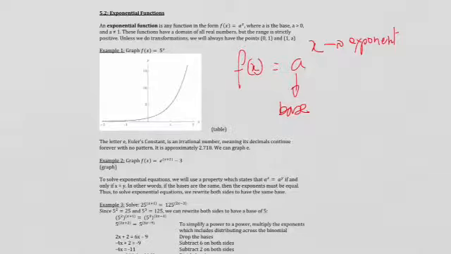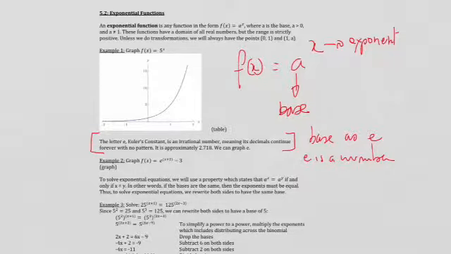Now, instead of having the base as a number like 1, 2, 3, 5, 7, whatever, we could use another number, which is the letter e. E represents a number, it's the Euler constant, and it's an irrational number, meaning its decimals continue forever with no pattern. So just try to remember that the base could also be defined as e, and e is a number.